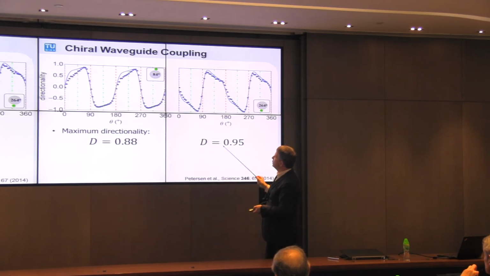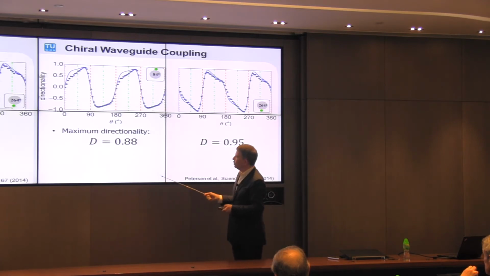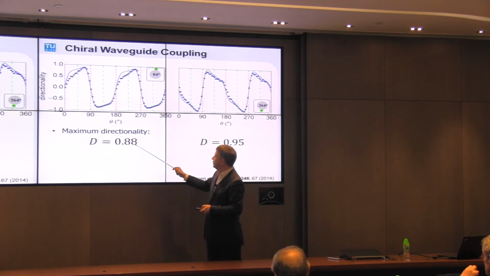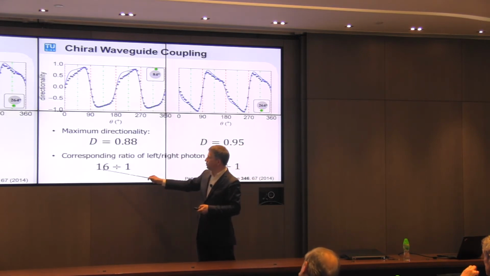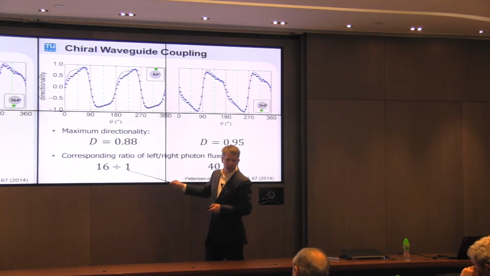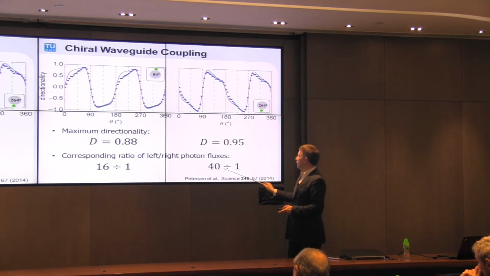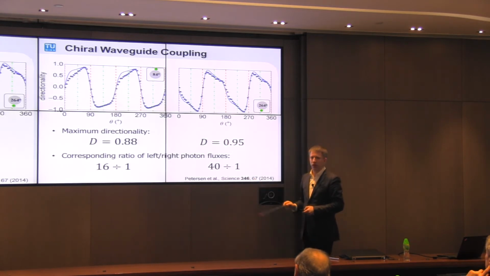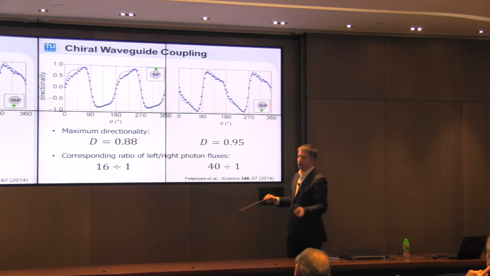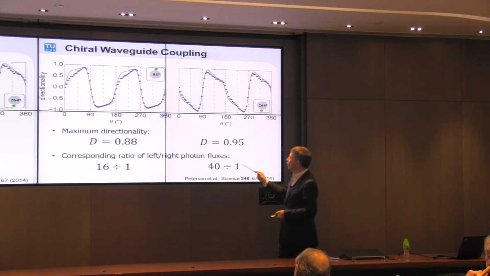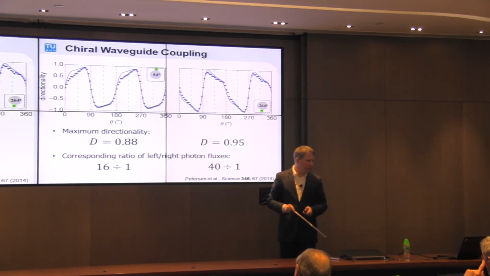If I convert the measured photon fluxes or directionalities into an asymmetry of photon fluxes, then the directionality of 0.88 here corresponds to an imbalance of 16:1 photon flux coming out of the two ends of the fiber. For this measurement here, we even have an imbalance of 40:1. And it turns out that there is no limit, even theoretically, to that. Once we analyzed the data, we noticed, but then the experiment was already disassembled, that you can go up to arbitrarily high values. So basically no light coming out of one side of the fiber.